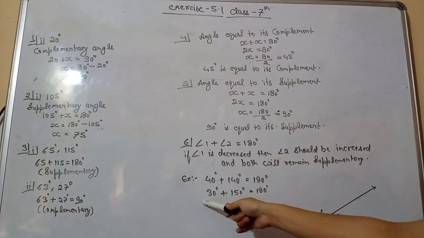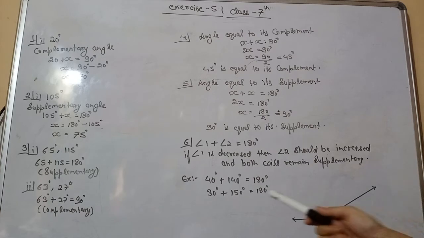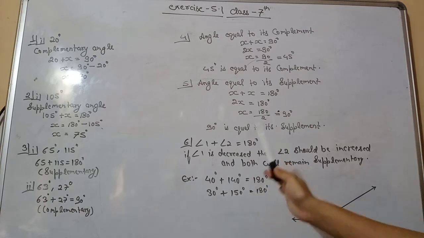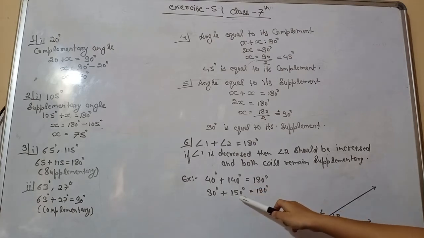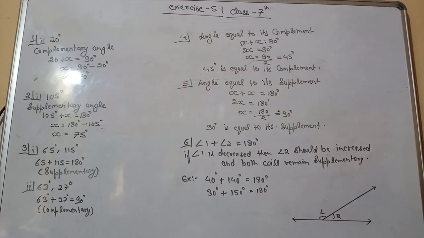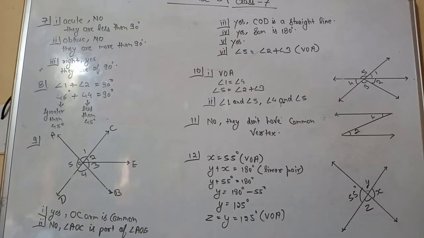So if we put this as 30 degrees, then it should be 150 degrees. So 30 plus 150 again becomes 180 degrees. So if angle 1 is decreased, angle 2 should be increased, so that both the angles remain supplementary. Now let us see question number 7.